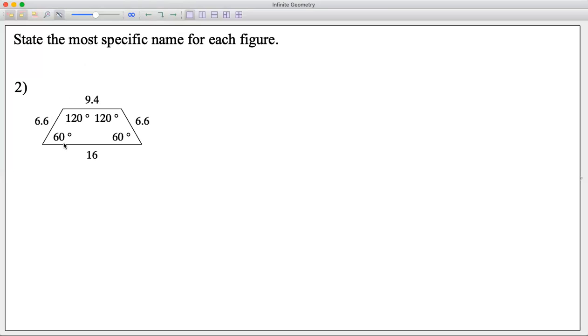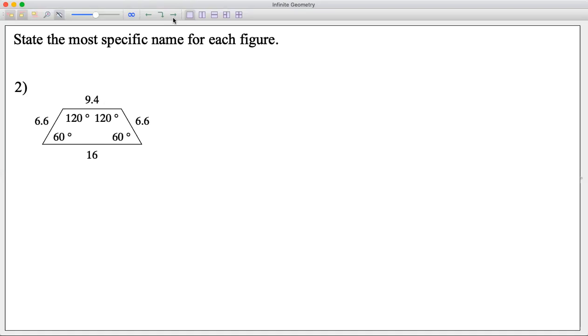Did I say that right? The two opposite base angles are congruent. The two that are attached to the leg, there we go, are supplementary. The opposite base angles are congruent.